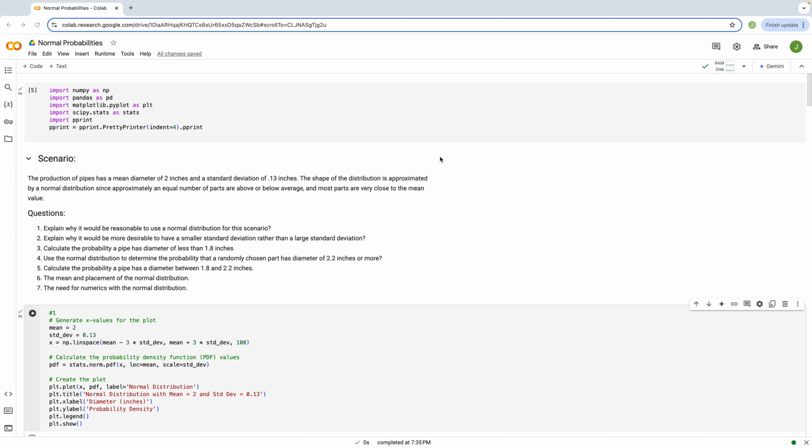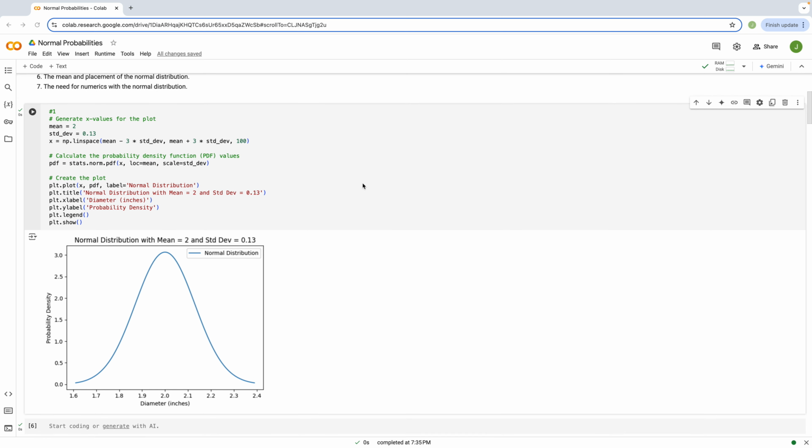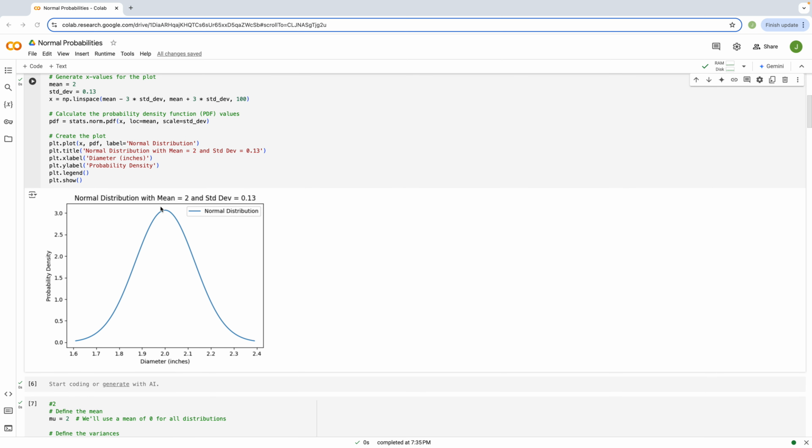We want to consider the scenario where the production of pipes has a mean diameter of 2 inches and a standard deviation of 0.13 inches. We're told here the shape of the distribution is approximated by a normal distribution, and I want to talk a little bit about why a normal distribution would be a reasonable thing here.